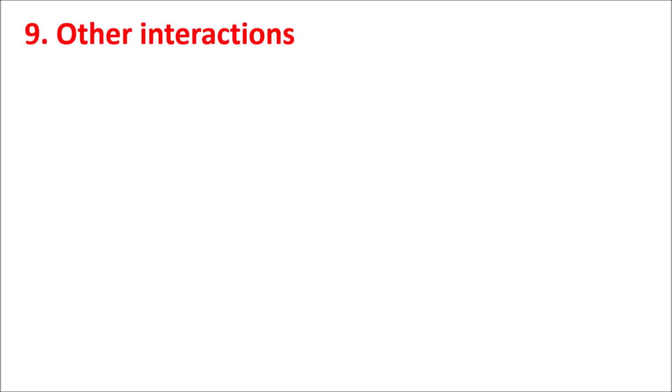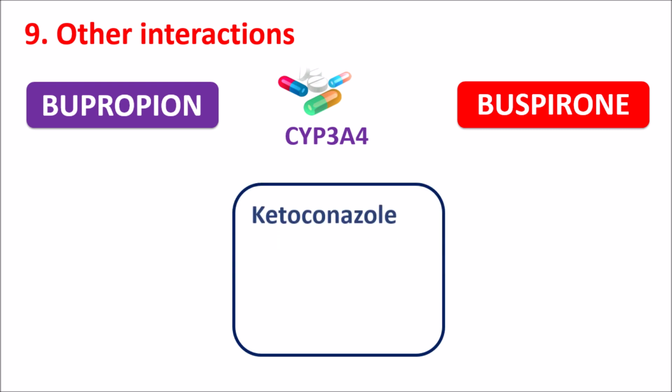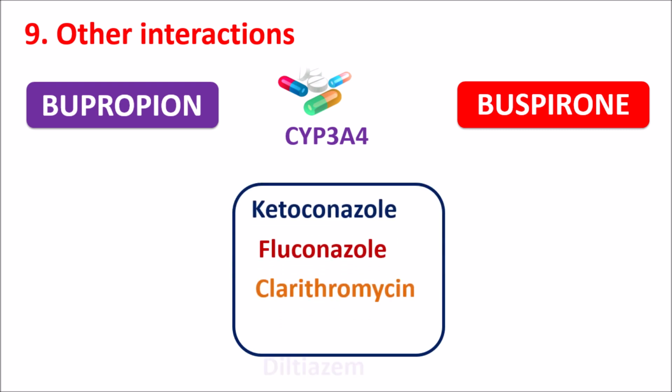Ninth one, other interactions. Interestingly, both bupropion and buspirone are metabolized by CYP3A4 enzyme, one of the metabolic enzyme within the liver. So CYP3A4 inhibitors like ketoconazole, fluconazole, clarithromycin, diltiazem, all these drugs can affect the metabolism of these drugs. Thereby, CYP3A4 inhibitor should be carefully combined with either bupropion or buspirone. So at this point again, both of these drugs are somewhat similar.